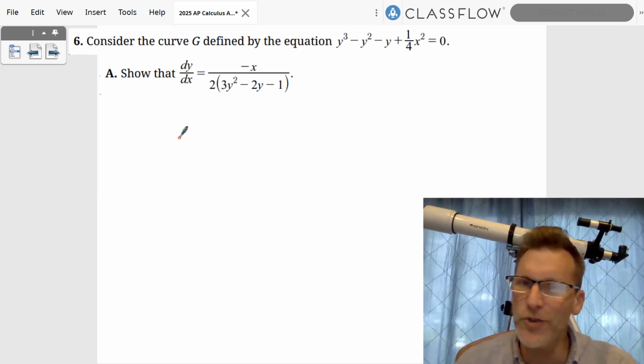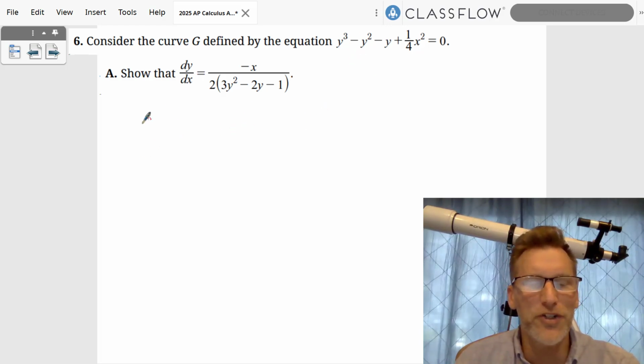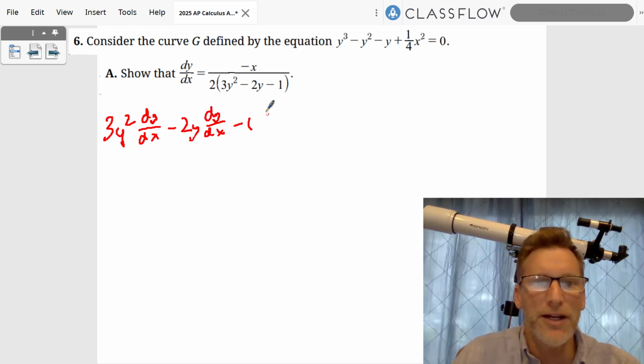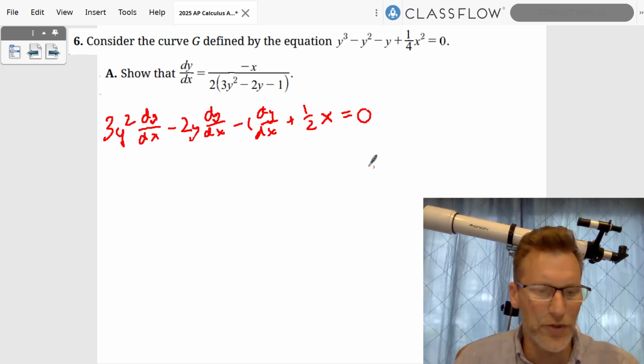It is a differential right off the bat with some implicit differentiation. And so you can see right here, we're just going to take a derivative to show this slope. The derivative of y cubed is 3y squared, don't forget the dy over dx. The derivative of minus y squared is minus 2y, don't forget the dy over dx. Minus y is minus 1, don't forget the dy over dx. What's the derivative of 1/4 x squared? That's 1/2 x. And that equals 0.